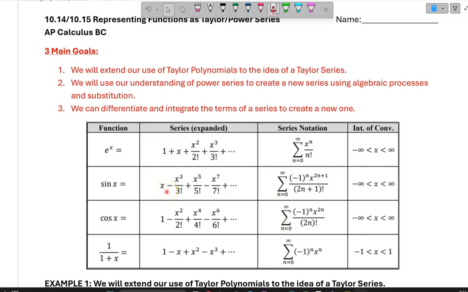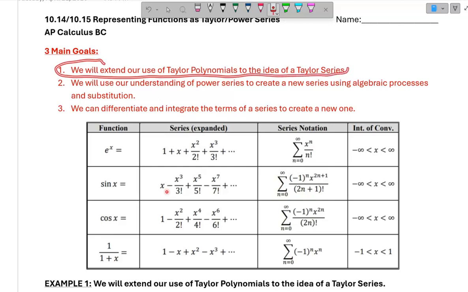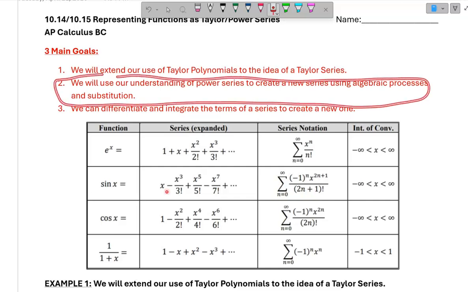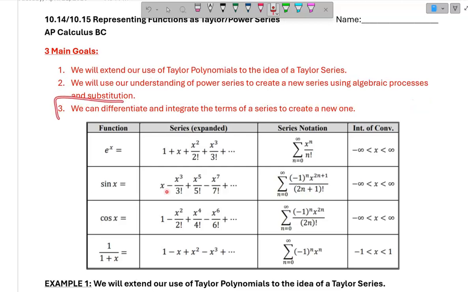Welcome AP Calculus to the last topic of Unit 10, which is representing functions as Taylor series as well as power series. So in this video we have three main goals, and so I've broken it down into three different examples. Our first is that we will extend our use of Taylor polynomials from a few lessons ago to creating Taylor series. We will then use that understanding of a power series we've done to create brand new series using different algebraic processes. And finally, we will bring in differentiation and integration into these power series as well.